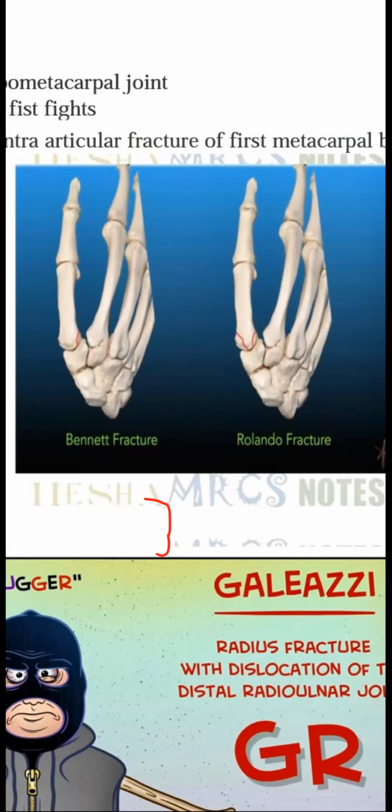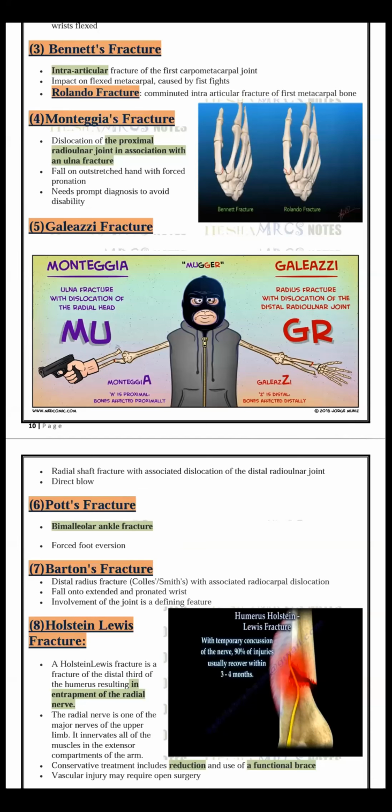What about Monteggia and Galeazzi? Remember this word, MUGR. What is this MUGR? Monteggia is related to proximal ulnar fracture, while Galeazzi is related to distal radial fracture. So MUGR, M-U-G-R: Monteggia is proximal ulnar, Galeazzi is distal radius. Monteggia is proximal ulnar with disruption to the proximal radioulnar joint, while Galeazzi is fracture of the distal radius with disruption to the distal radioulnar joint.